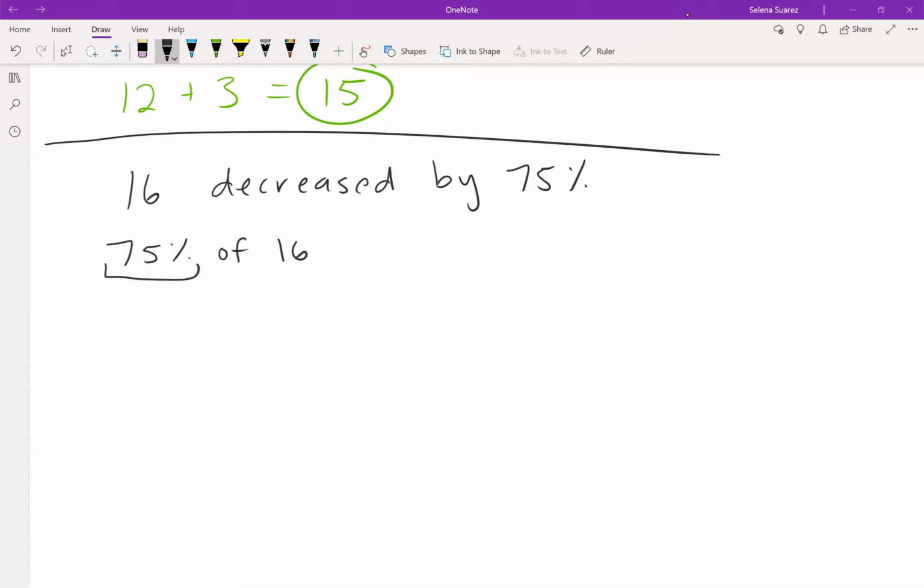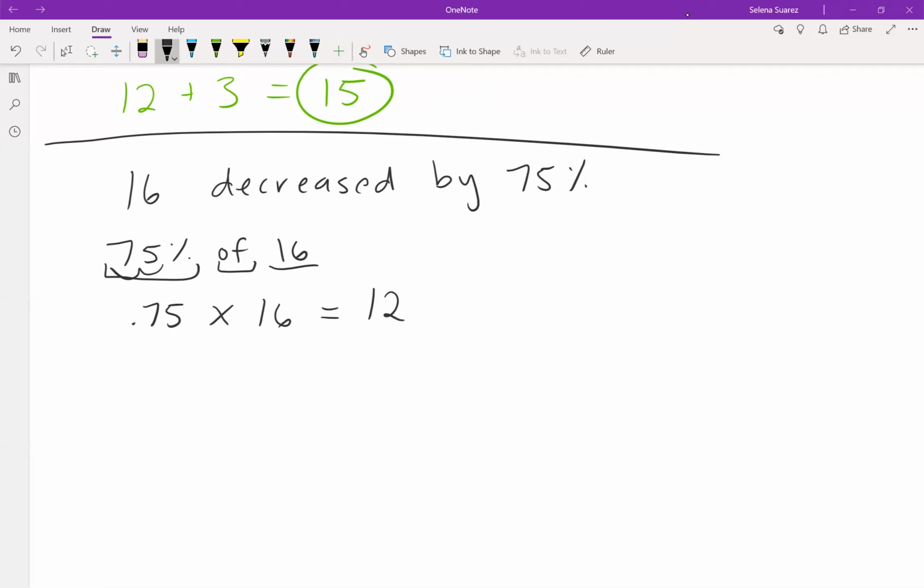So first things first, I have to change my percent into a decimal. So it's going to be 0.75 once I move it over twice. We've talked about that. "Of" means to multiply. That's one of the keywords that we talked about in the previous section. So times, and then my number here, 16. I got to figure out what this is going to give me. So grab your calculators. We're going to do 0.75 times 16. Plug that in, I get 12.